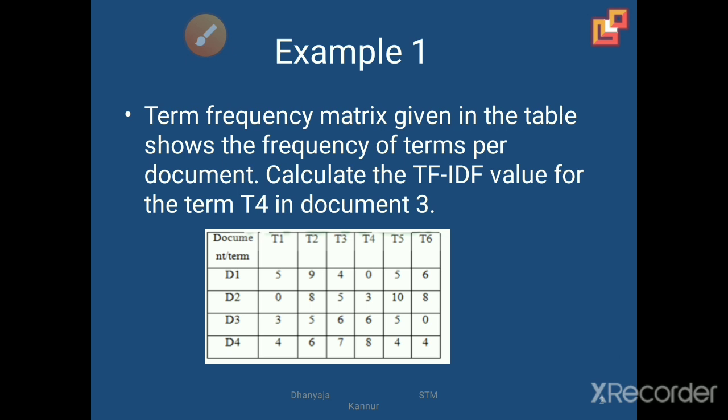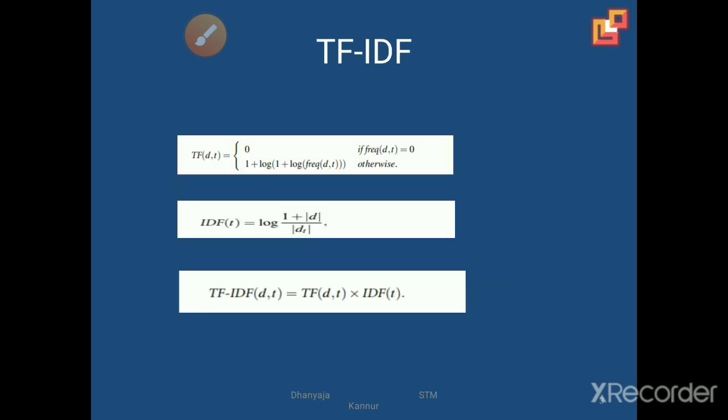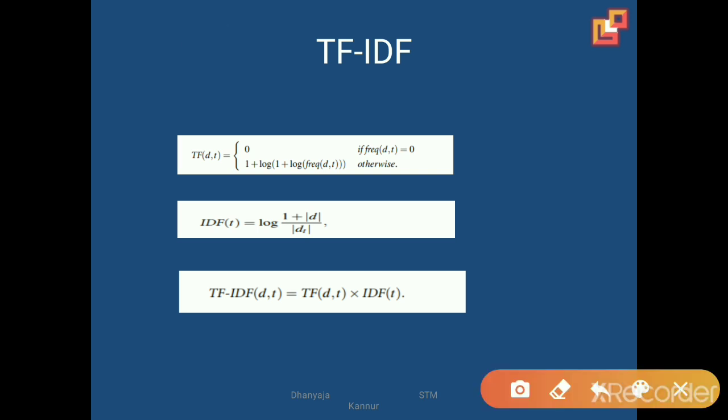In the previous video, the text mining video, I have already told you the steps to find term frequency as well as inverse document frequency. I will just summarize the equations. Here TF is the term frequency. For finding the term frequency, we find how many times a particular term occurs in the document. The term frequency value will be 0 if that term is not present in that document. Otherwise, if the term is present in the document, we use the equation 1 plus log of 1 plus log of frequency of d, t.